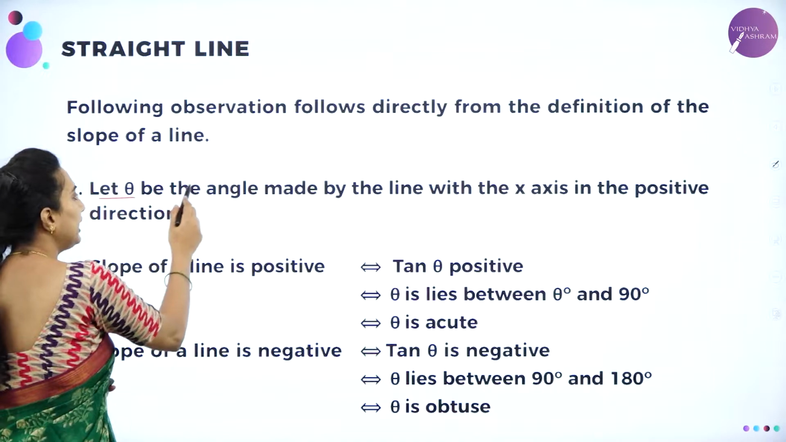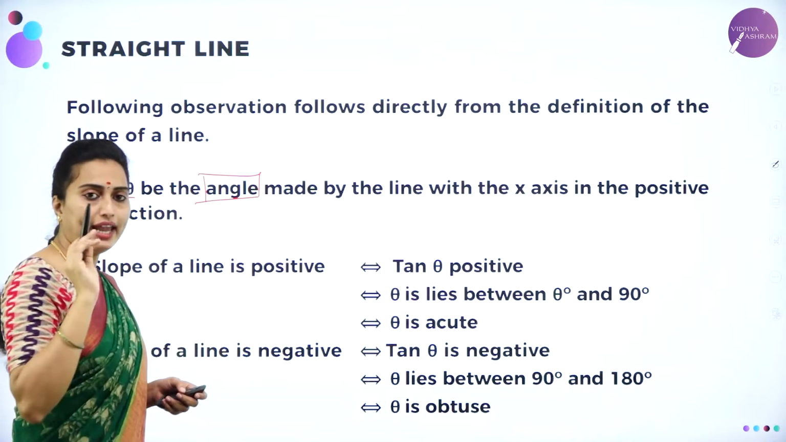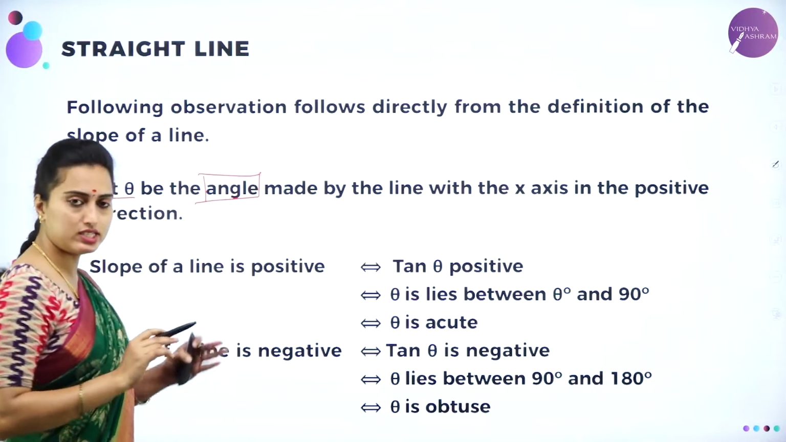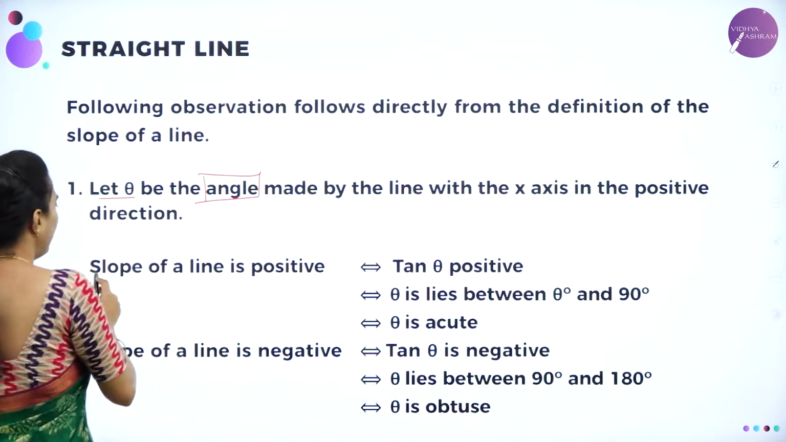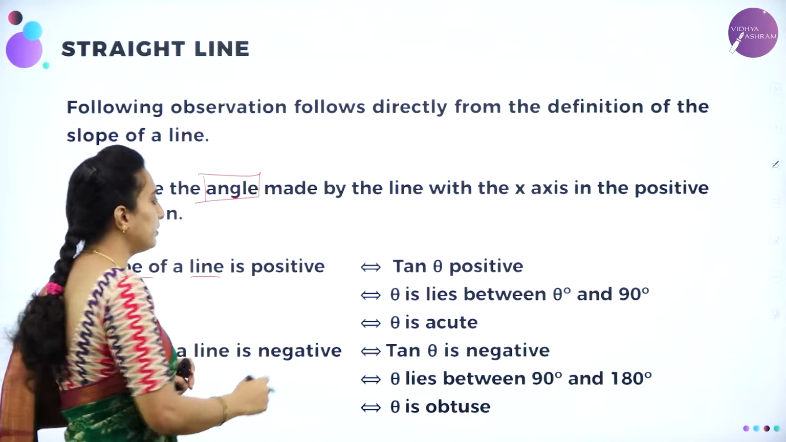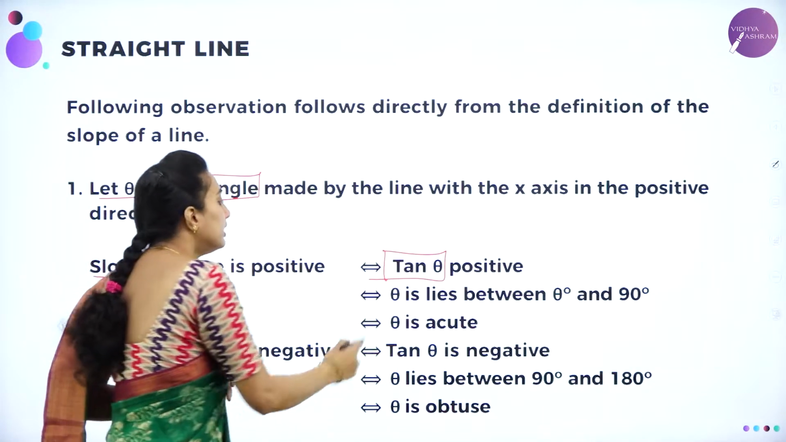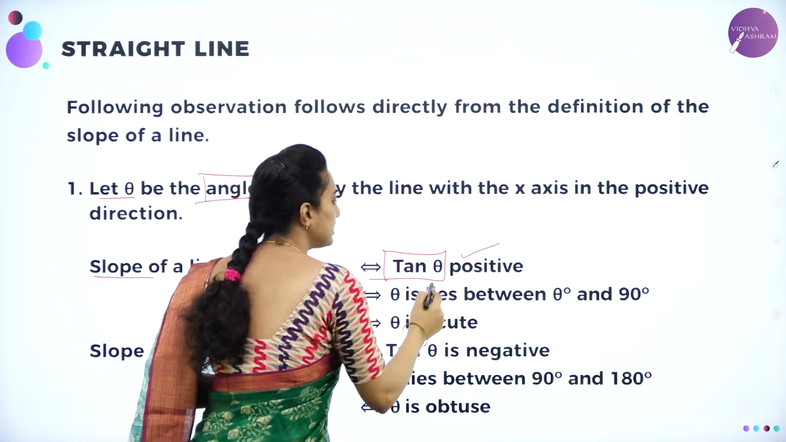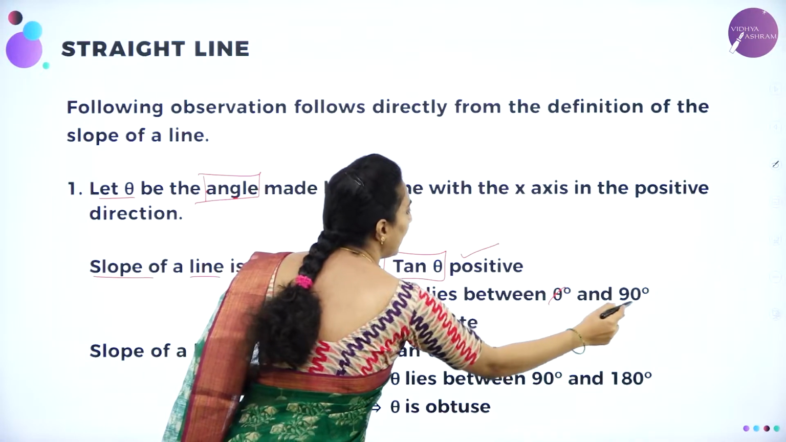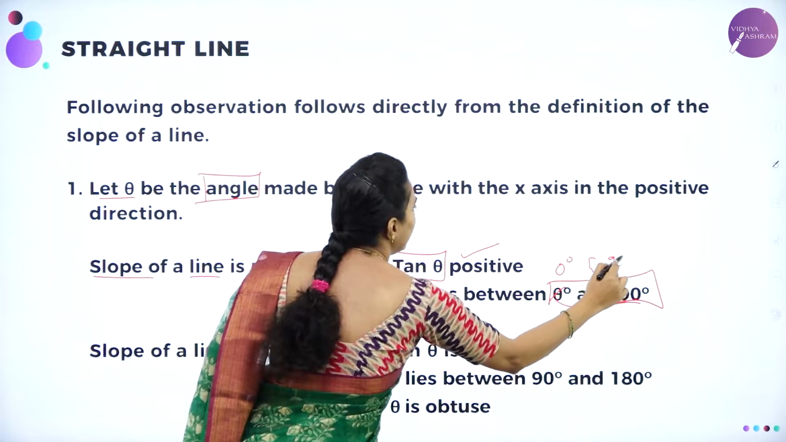Let theta be the angle made by the line with the x-axis in the positive direction. Now, the slope of a line is said to be positive means tan theta is positive. If tan theta is positive, then theta lies between 0 degrees and 90 degrees.